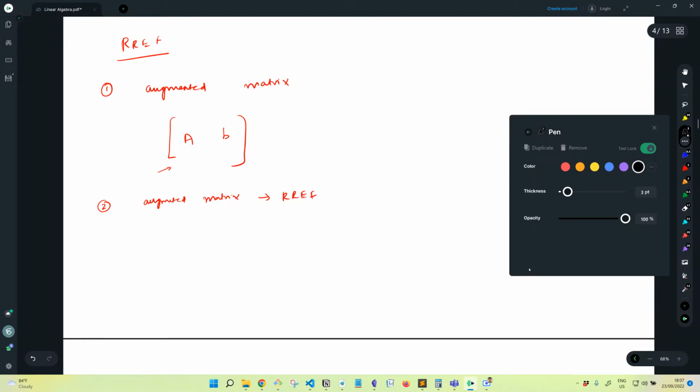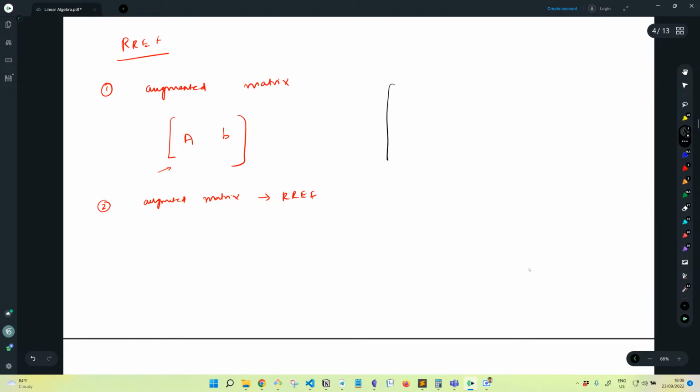Right. Now I hope you remember what is RREF format. It is nothing but a structure. I would say it is a nice structure, right? What you should do, let's say you are given this augmented matrix, be it square, be it rectangular, we don't care. What you will do is to first draw a leading diagonal.